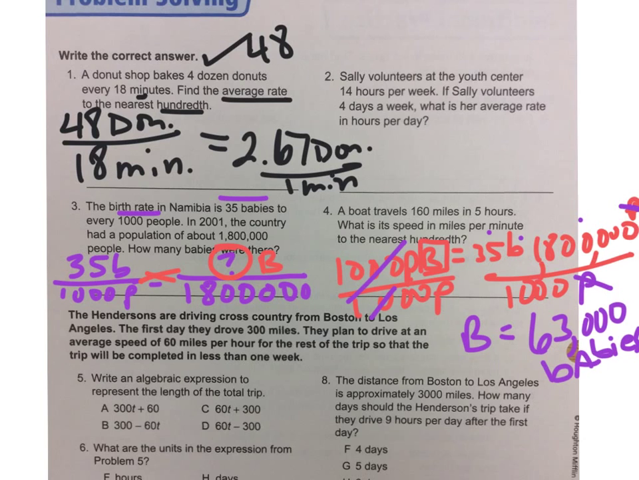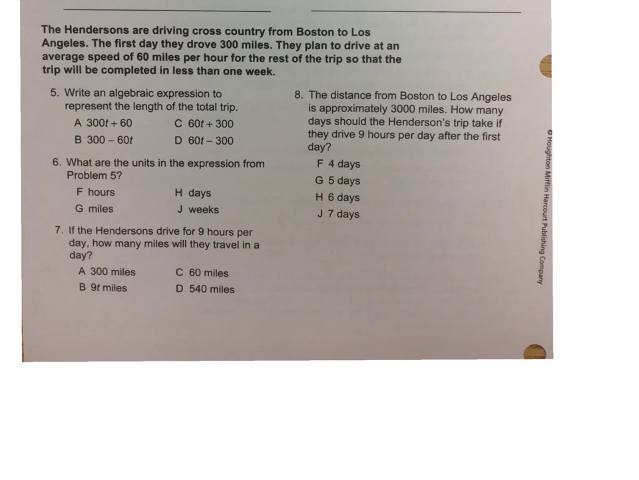Okay, now we're going to look at number 5 here. The Hendersons are driving cross country from Boston to Los Angeles. The first day they drove 300 miles. Notice that it doesn't say 300 miles per day or 300 miles per hour. They just drove 300 miles. If you look at question 5, we need to write an algebraic expression to represent the length of the trip.